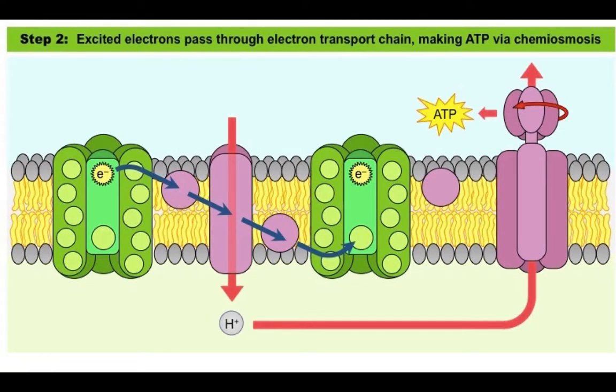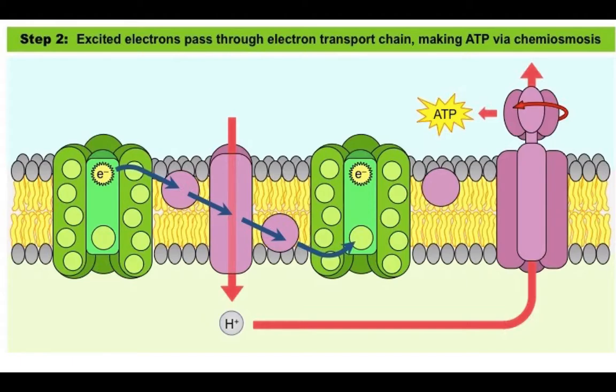Step 2 is the production of ATP via an electron transport chain. Excited electrons from photosystem 2 are transferred to an electron transport chain within the thylakoid membrane. As the electrons are passed through the chain, they lose energy, which is used to translocate H+ ions into the thylakoid. The buildup of protons within the thylakoid creates an electrochemical gradient, or proton motive force.